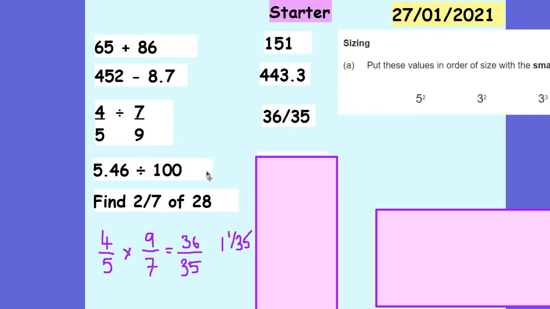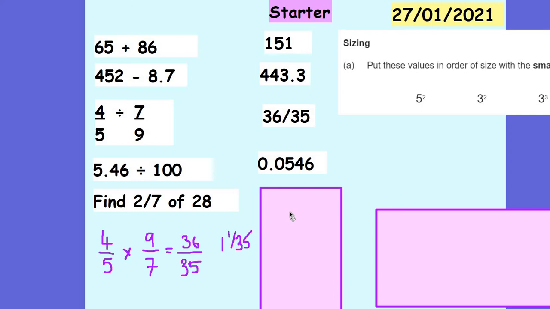For the next one, if I'm dividing by 100, I need to move all of those numbers 2 spaces in my place value table, and that gives me 0.0546. And to find 2/7 of 28, well, for 1/7 I divide it by 7, and that gives me 4, so 2/7 would be 8.